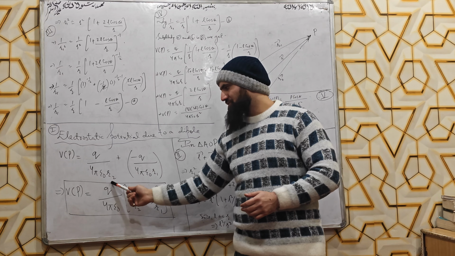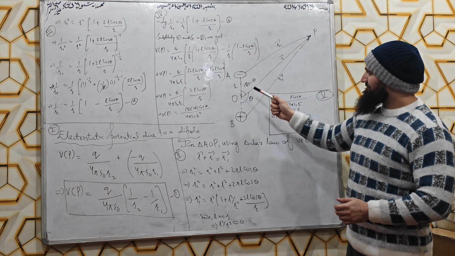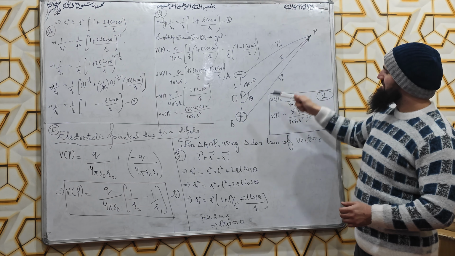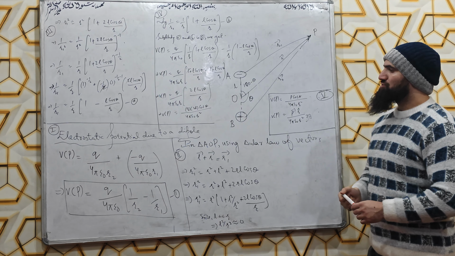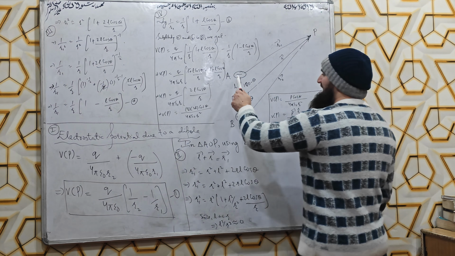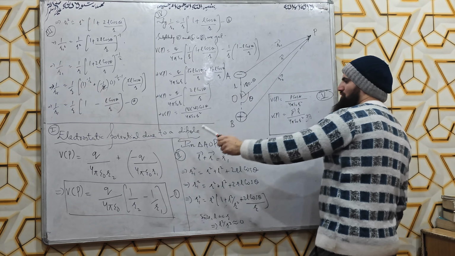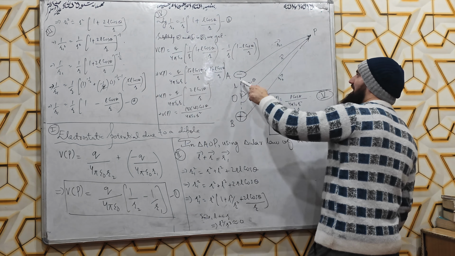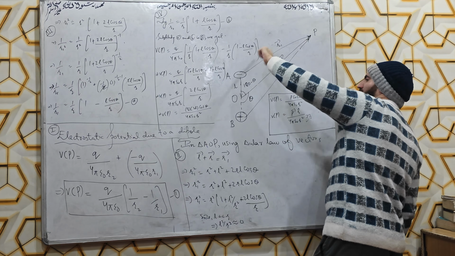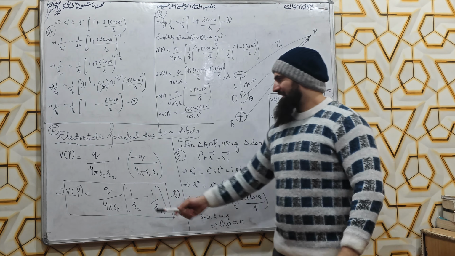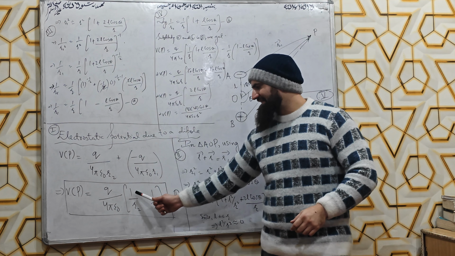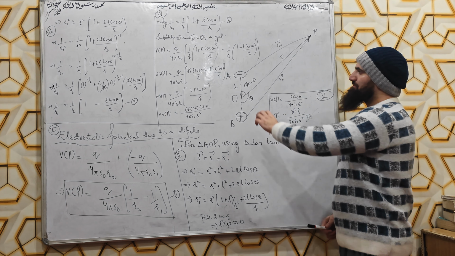It will be Q divided by 4 pi epsilon naught R2, because the distance from this point B to P is R2. So the electrostatic potential will be charge divided by 4 pi epsilon naught R2, plus the electrostatic potential due to this charge minus Q, which will be minus Q divided by 4 pi epsilon naught R1, where R1 is the position vector of point P with respect to this point A. Now taking Q by 4 pi epsilon naught common, we have 1 by R2 minus 1 by R1. Now we have to write this 1 by R2 and 1 by R1 in terms of R and L.